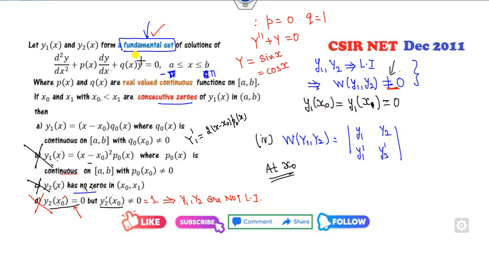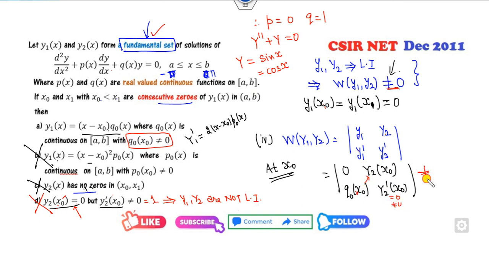Fine. Now look at the first option. Again this number is my 0, y2 of x naught. What is the derivative of this? That is my q0 of x naught, and this number is y2 of x naught. Now it is given that q0 of x naught is non-zero. This number is non-zero. This number may be 0 or may not be 0, but you can see the determinant is non-zero. So that means these are LI. A is the only right answer in this problem.